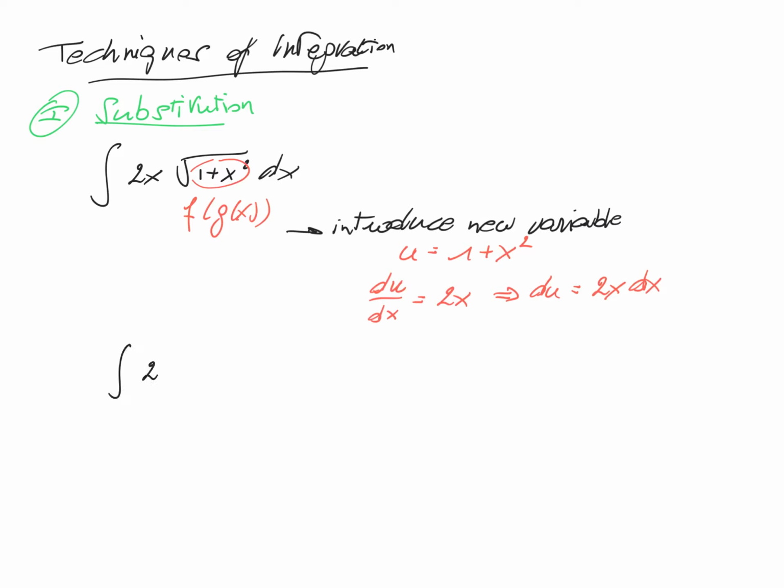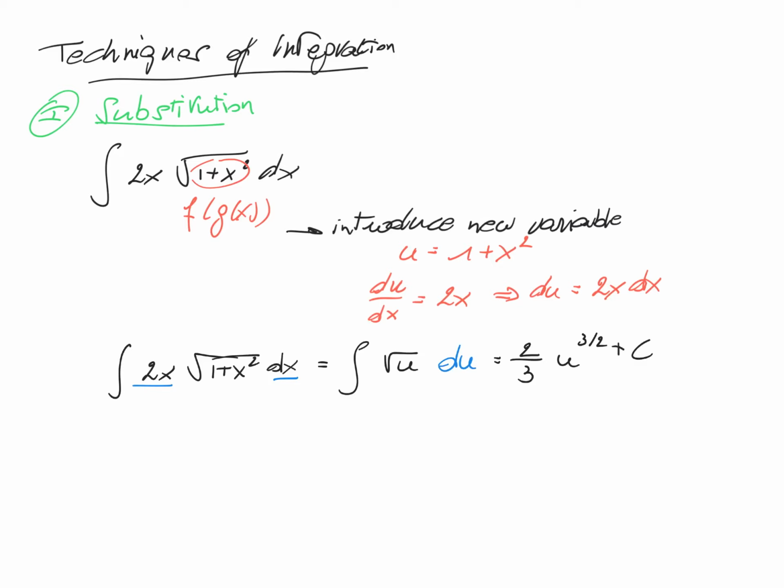So the integral of 2x times the root of 1 plus x squared dx. We will use this new variable and replace the x variable by the u variable. If we replace this, we get an integral of the root of u, and then we see that 2x dx is the same as du. This is a very simple integral. It's the integral of u to the power 1/2, which is 2 over 3 times u to the power 3 over 2 plus a constant.